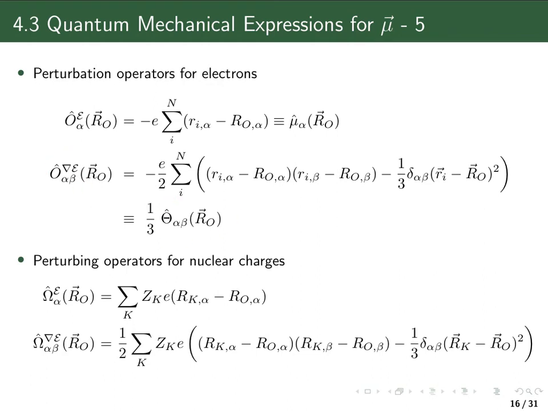And this can be called the electric quadrupole moment operator, or I can write it as 1 divided by 3 times the electric quadrupole moment operator. And correspondingly for the nuclei, the only difference is that instead of electronic coordinates here, I have now nuclear coordinates.